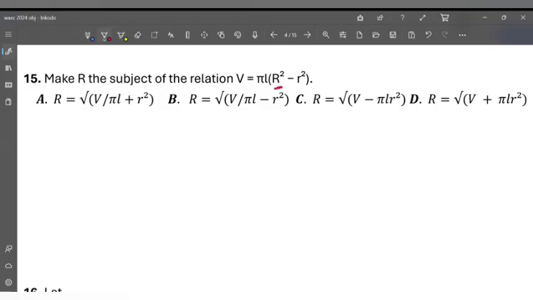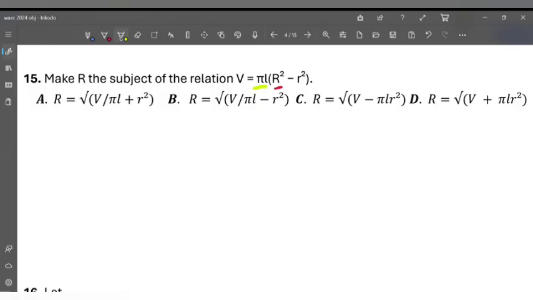So when you are told to make something the subject of a formula or a relation, it means make it stand alone. So whatever is disturbing this R, we are going to remove from the easiest to the hardest. If you look at it, R is inside a bracket. But outside that bracket, there are some things we can first take care of, like this pi l. How do we do it?